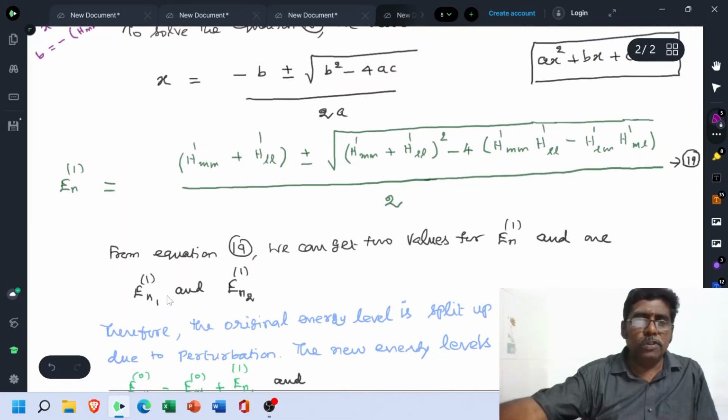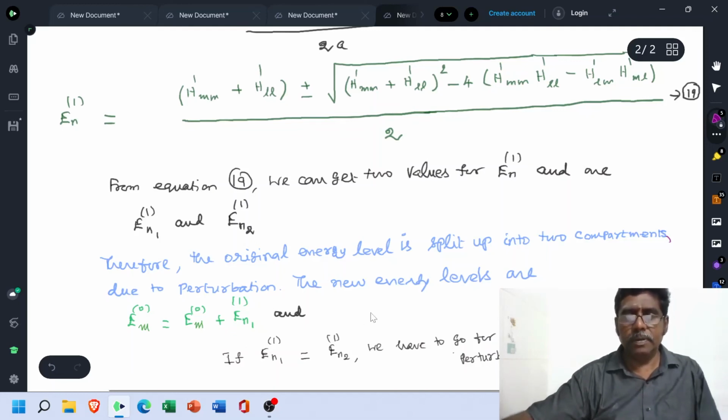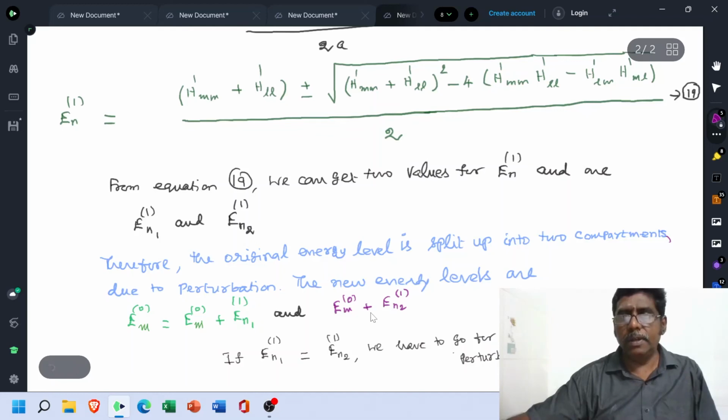Then we can get two solutions, En1 of 1 and En2 of 1. En1 of 1 is h1mm plus h1LL plus the terms available inside the root, whole divided by 2. Then En2 of 1 is h1mm plus h1LL minus the terms available inside the root, whole divided by 2. Therefore, the original energy level is split into two levels due to perturbation. The new energy levels are Em0 plus En1 of 1, and another one is Em0 plus En2 of 1. This is another energy level, which means that before perturbation we are maintaining the degeneracy in this level.